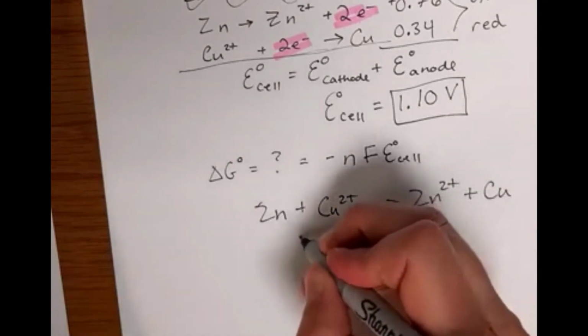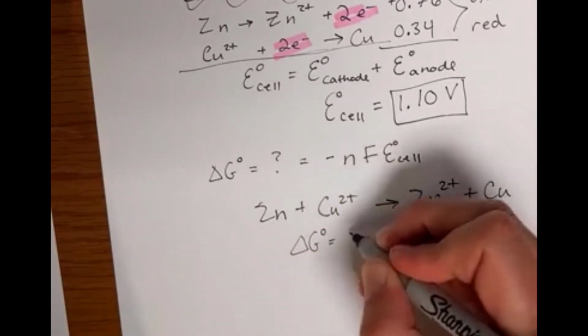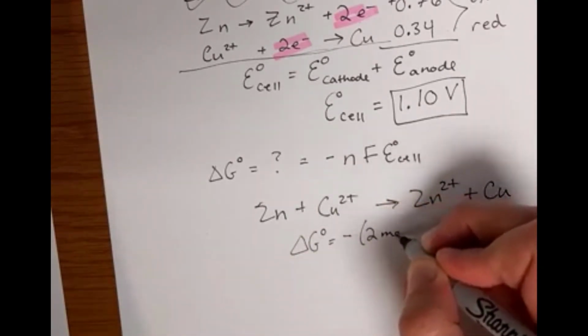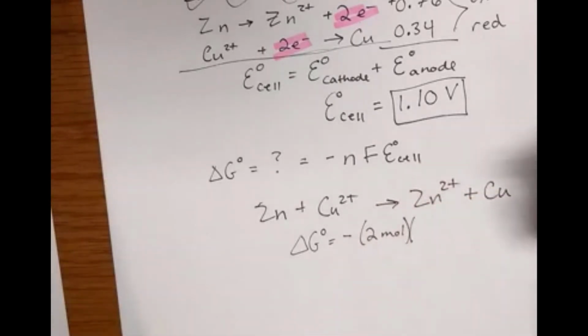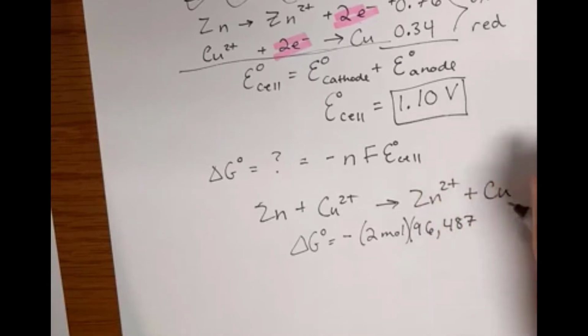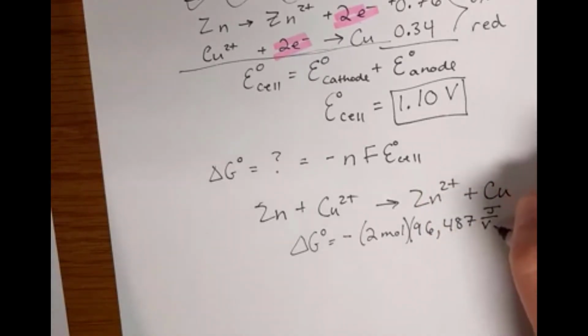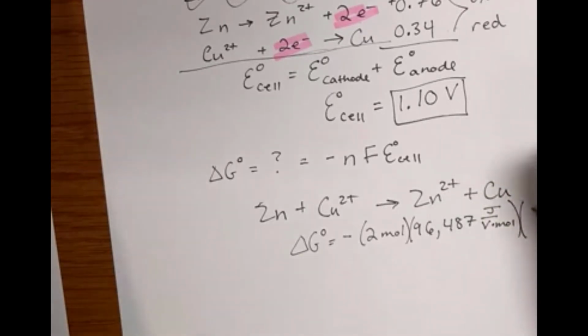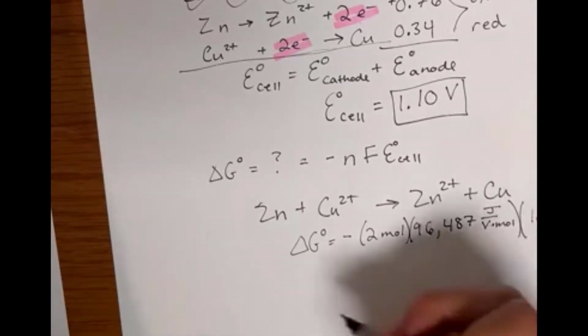How many electrons were transferred in that whole reaction? 2. So that means my delta G equals negative 2 moles times my Faraday's constant, which is 96,487 coulombs per mole, or joules per volt times mole, times my E cell, which is 1.10 volts. My volts and moles are going to cancel, leaving me with joules.